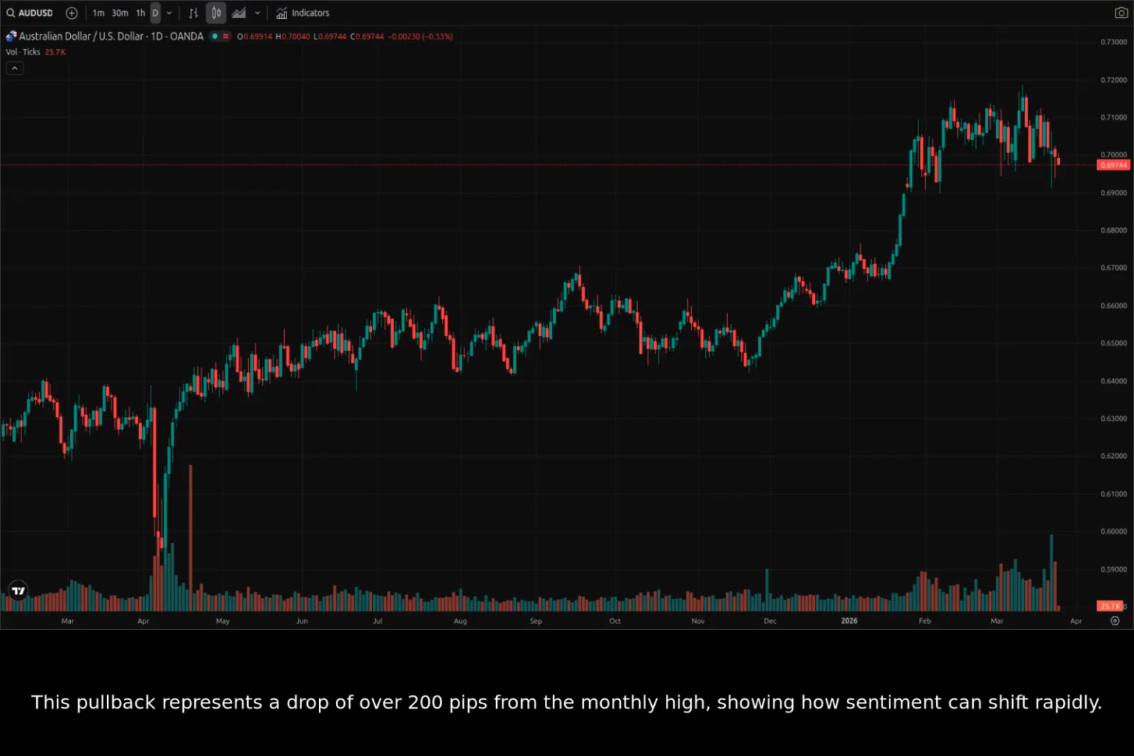This pullback represents a drop of over 200 pips from the monthly high, showing how sentiment can shift rapidly. Analysts are divided on whether this is a simple correction or the start of a deeper bearish slide. A break below the 200-period exponential moving average has many technical traders shifting their bias. Support around 0.6950 is being tested as we speak, and its holding is crucial for any bullish recovery.